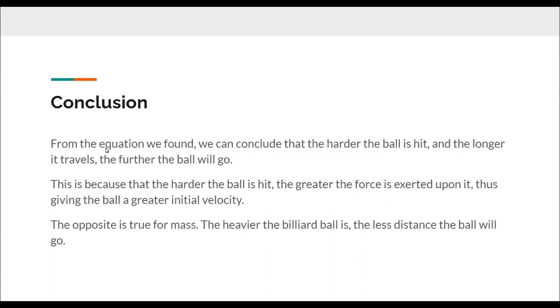So, to conclude, from the equation we found, we can conclude that the harder the ball is hit and the longer it travels, the further the ball will go. Simple. This is because if there's more force, then it's going to travel a further distance, given that we're keeping mass constant. So you give more force, it goes further. The opposite is true for mass, though, because if you have a greater mass but use the same amount of force, it's not going to travel as far once you factor in the kinetic friction coefficient and all the other stuff with force and the change in time.